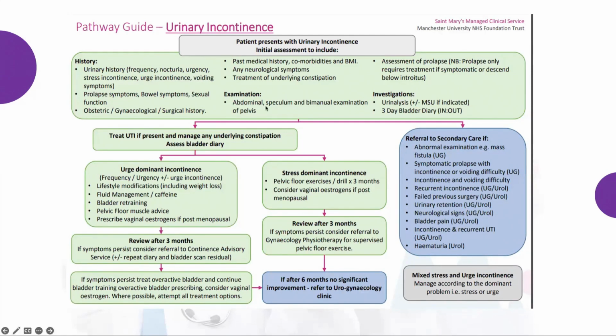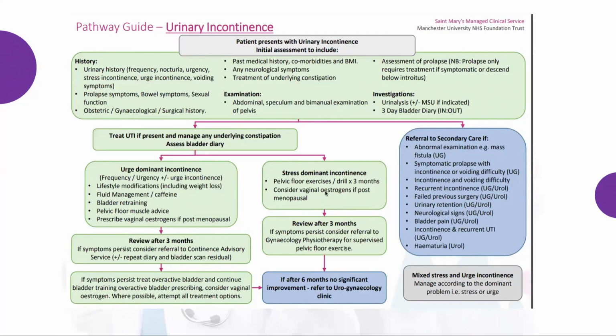Then examination, as we said earlier: abdominal examination, speculum and bimanual examination, and you have to assess for any prolapse. Then investigation, you always start with urine analysis, and if it is showing infection, you go for a culture as well, and a 3-day bladder diary, that is at the initial part, okay? If there's UTI, of course, you treat the UTI. If there's constipation, you treat the constipation, and then you assess the bladder diary. With the bladder diary, you will have an idea what type of incontinence the patient has. You need lifestyle modification, fluid management, or there is an element of stress incontinence.